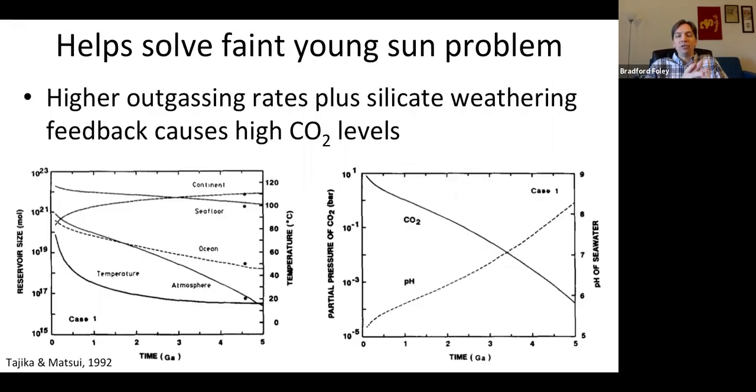This is generally good news for things like the faint young Sun problem. At the same time that we have lower solar luminosity, we're also most likely going to have higher rates of outgassing, helping put more CO2 in the atmosphere and counteract the effects of the lower luminosity. So higher outgassing combined with this thermostat effect that comes from silicate weathering is good news for helping solve the faint young Sun problem. Of course, you saw more detail on this in one of the earlier talks. There are probably other greenhouse gases that really help solve this problem, but the evolution of the interior plays some part.